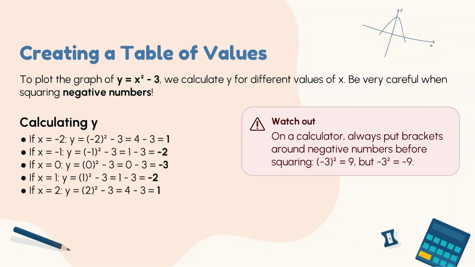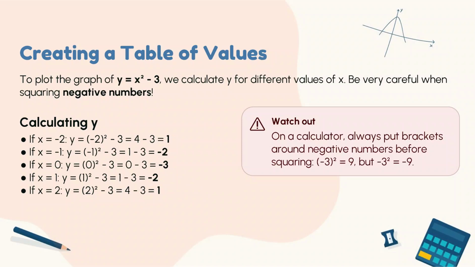To plot a quadratic graph, we usually start by creating a table of values. Let's look at the graph of y equals x squared minus 3. We choose different x values and calculate the matching y values. If x equals -2, y equals (-2) squared minus 3. Using brackets, (-2) squared is 4. So y equals 4 minus 3, which is 1.